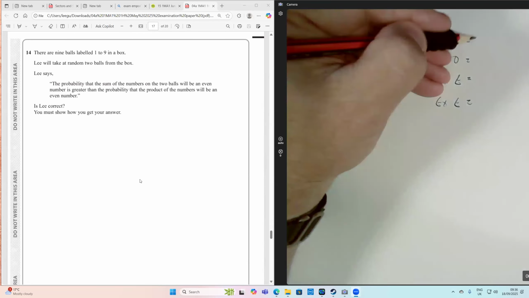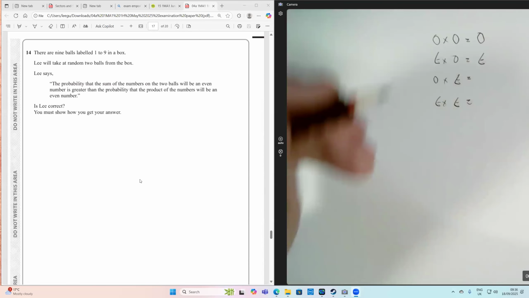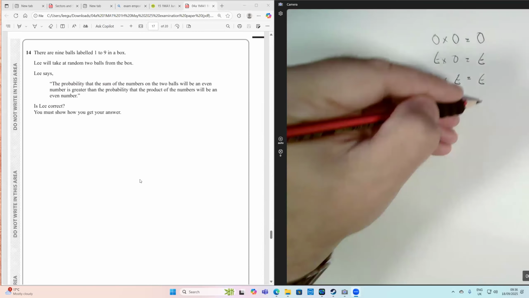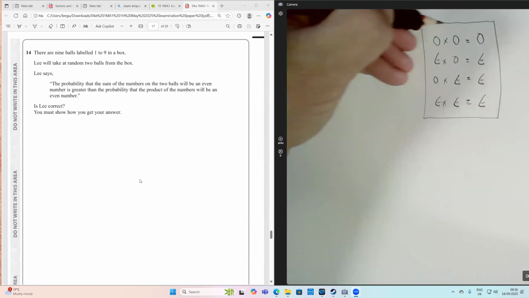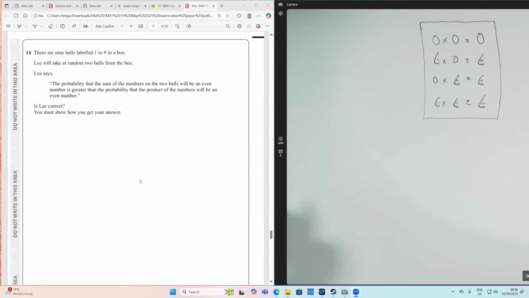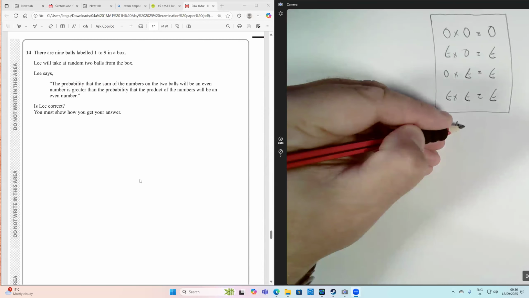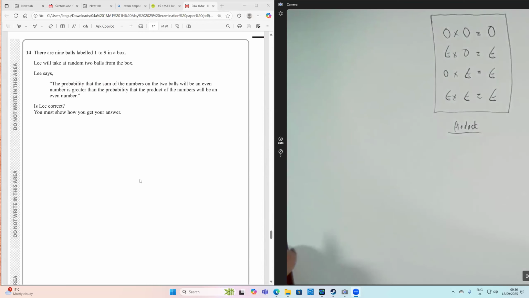So odd times odd is odd. Even times odd is even. Odd times even is even. And finally, even times even is even. So that's the pattern that we need to be aware of for the multiplication, for the product, because remember, Lee's talking about the product of 2 numbers.